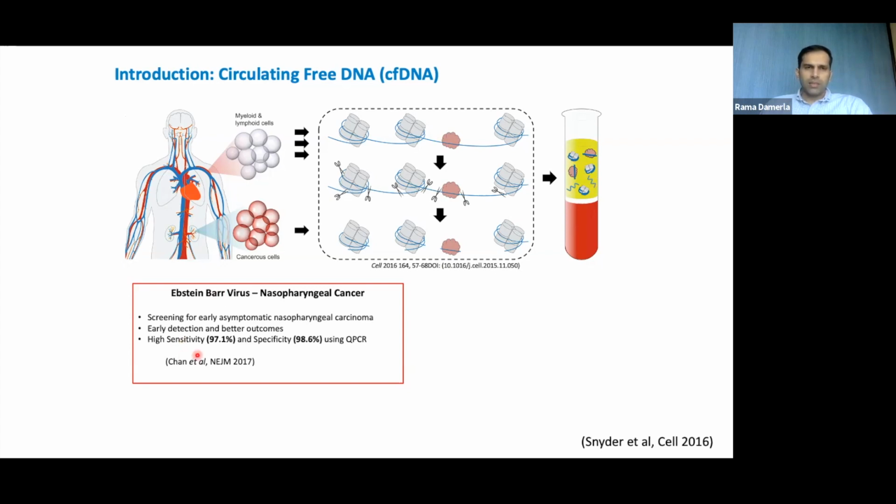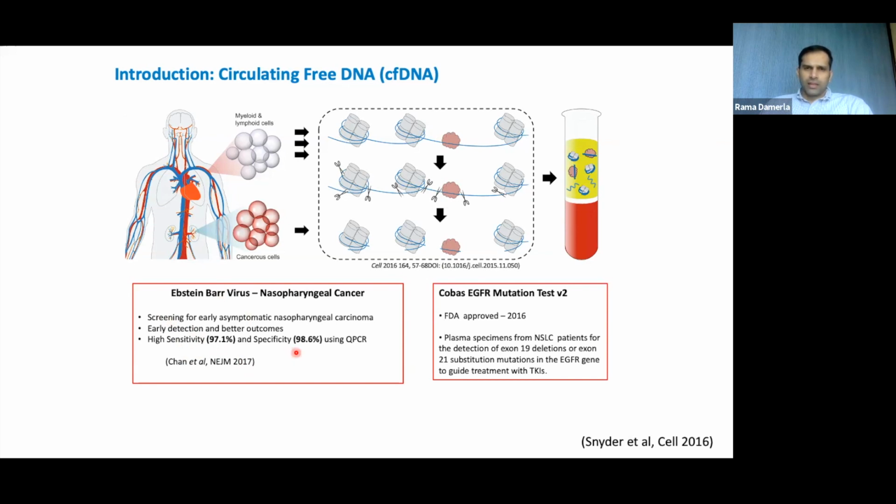There was another paper published in 2017 where these scientists took cell-free DNA from patients with nasopharyngeal carcinoma, and they were able to detect Epstein-Barr virus as a biomarker with pretty high sensitivities of 97 to 98%. There are also other companies like Cobas that already have plasma-based liquid biopsy tests to look at non-small cell lung carcinoma patients for mutations in the EGFR gene.